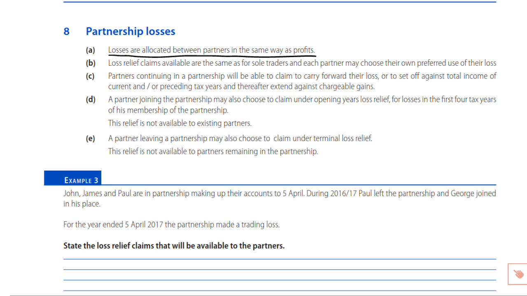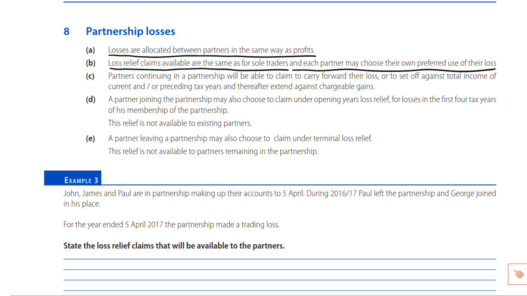They'll choose, of course, the one that is most beneficial for them, principally the one that gives them relief at the earliest opportunity and which will relieve profits that would be taxed at the highest rate, or income that would be taxed at the highest rate, whichever the case may be. So, as we note here, loss relief claims are available, same as for sole traders, same as we looked at in our previous chapter 7, and each partner may then choose their own preferred use of the loss. We do not all have to do the same thing, each partner free to make their own choice.